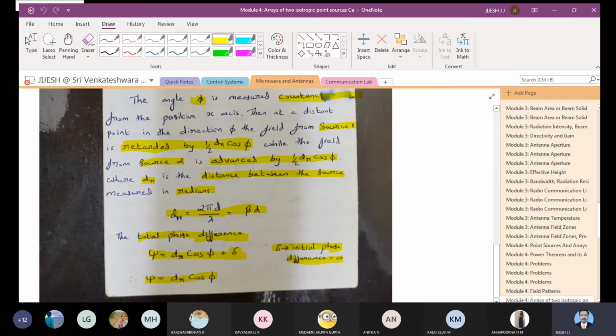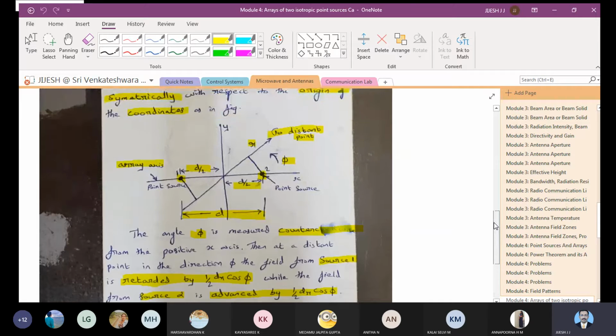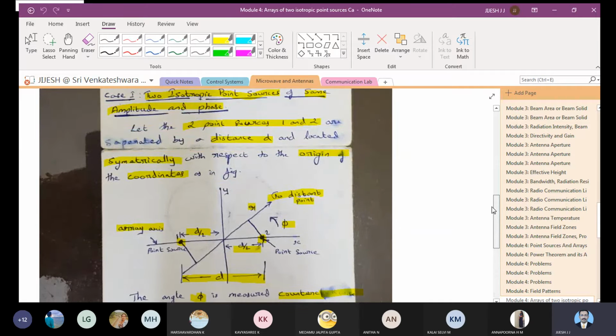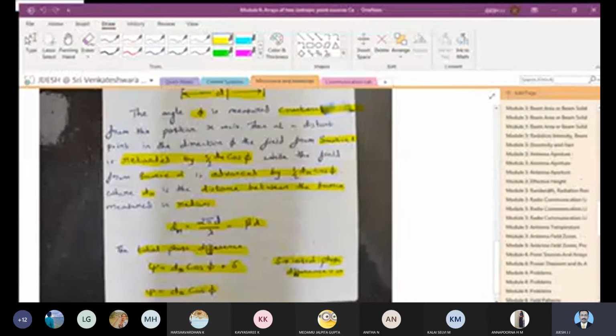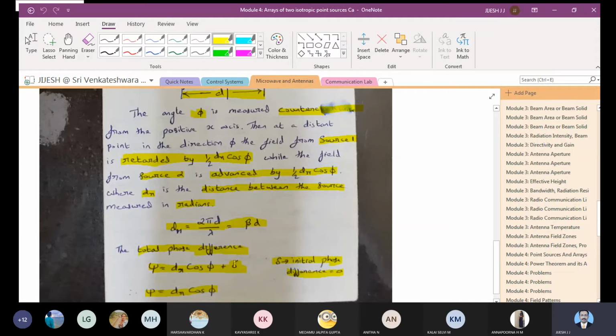So total phase difference is psi. Psi can be calculated as dr cos phi plus delta, and delta here, because you can see that we are doing the case where same amplitude and same phase, or equal phase you can call it as. So when you are going with same phase or equal phase, you can say that delta, the phase difference, will be 0. So let me substitute delta is equal to 0, and when you substitute for delta is equal to 0, you can just see that the equation for psi converts as dr cos phi.